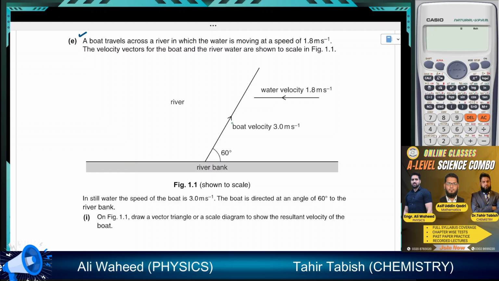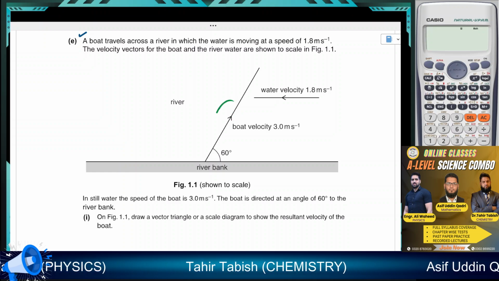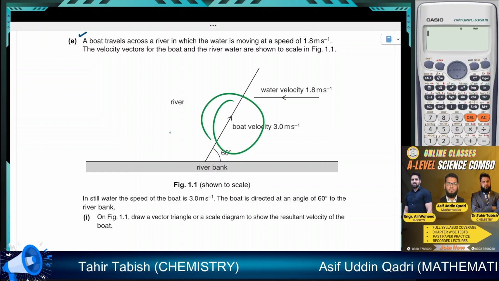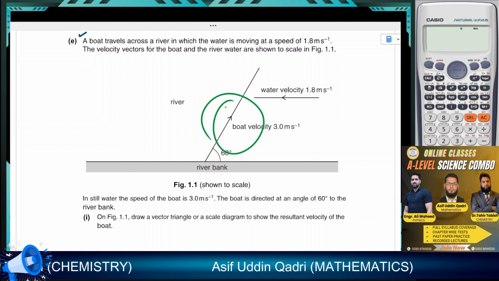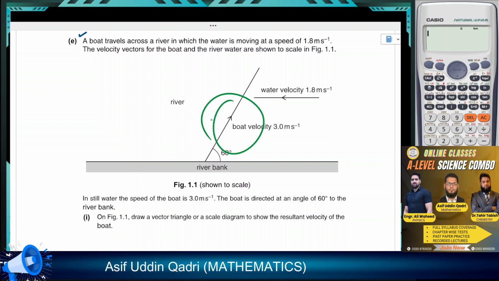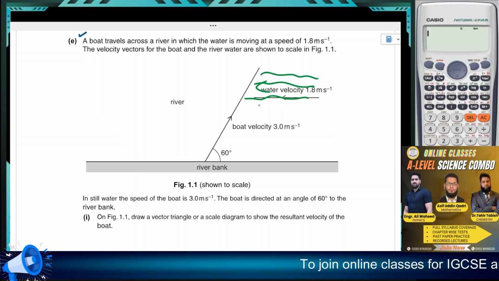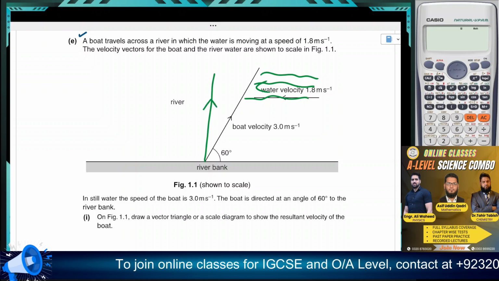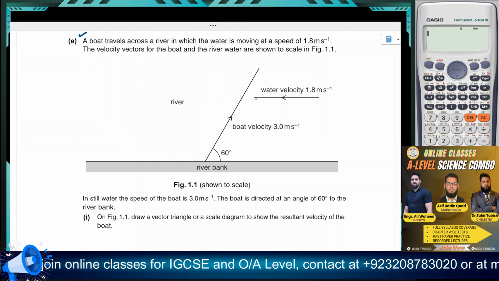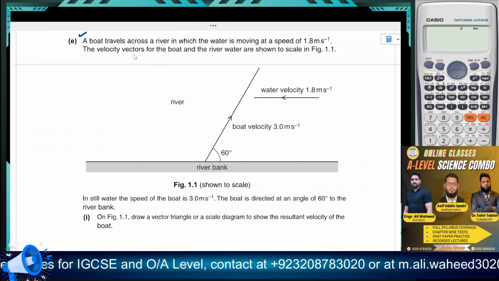So the boat is actually moving towards the northeast, and the water velocity is towards the west. The velocity of this water would try to bend the boat away from east. So the resultant velocity would be something in this direction. But we have to draw the vector triangle.